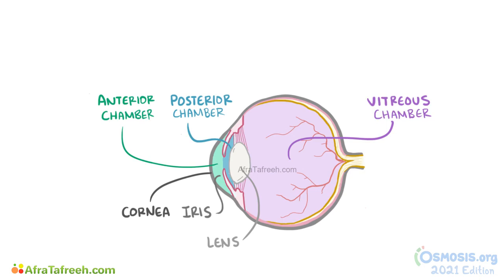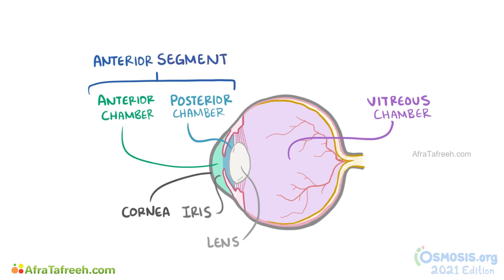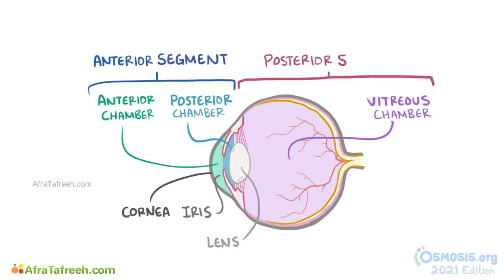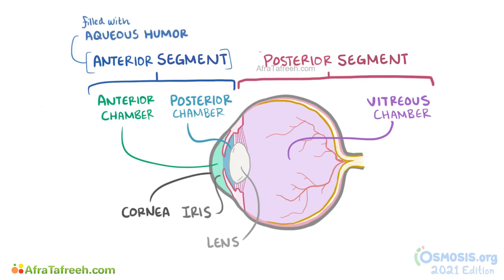Not to be too confusing, but both the anterior and posterior chambers are located in the anterior segment of the eye, while the vitreous chamber is part of the posterior segment of the eye. Typically, each of these chambers is filled with fluid. The chambers in the anterior section are filled with a liquid called aqueous humor, and the posterior section is filled with vitreous humor.